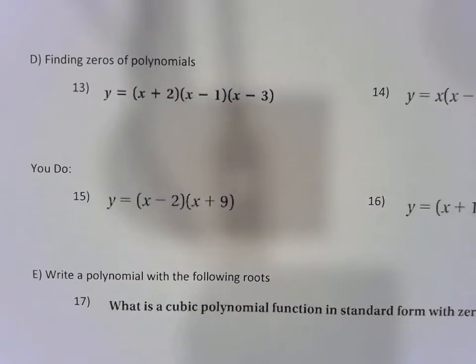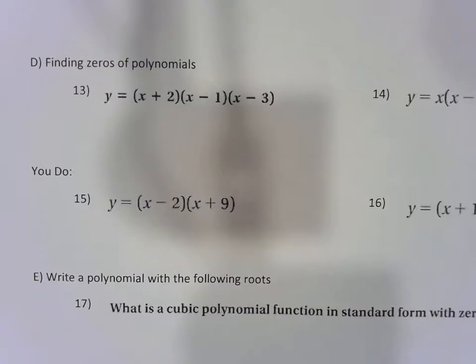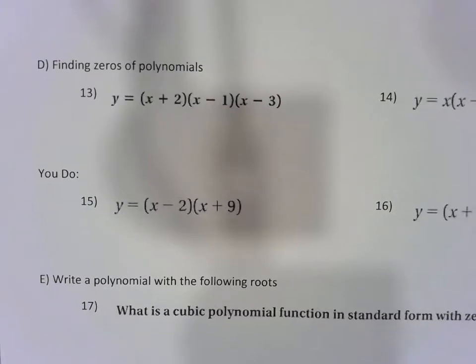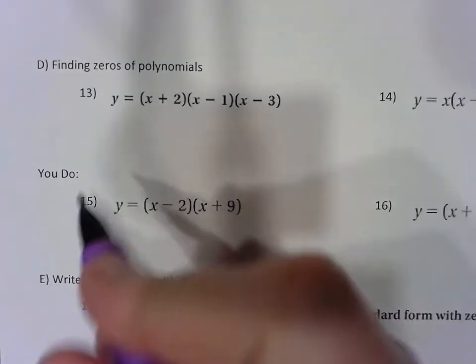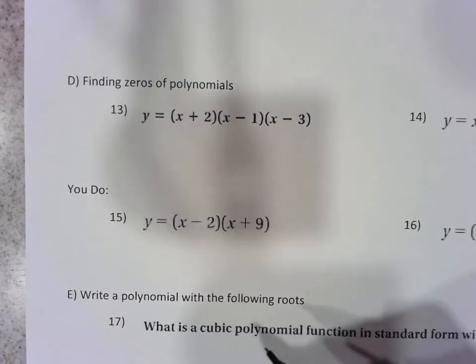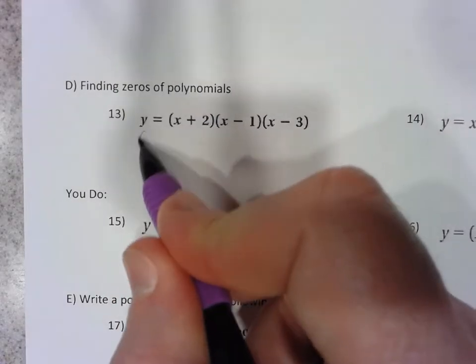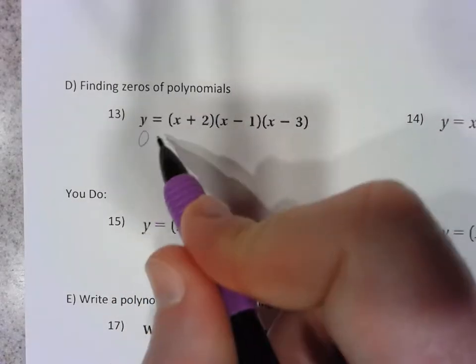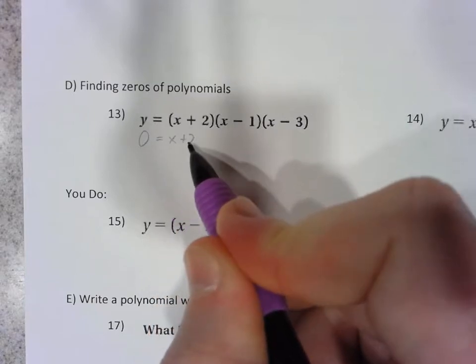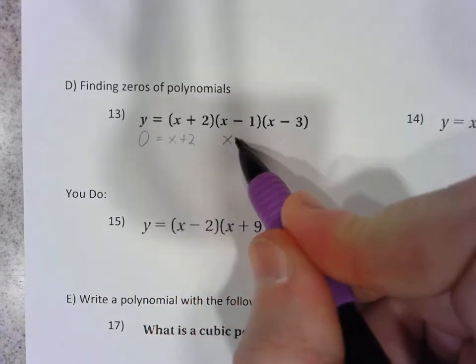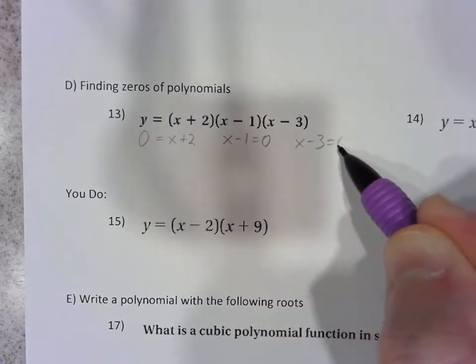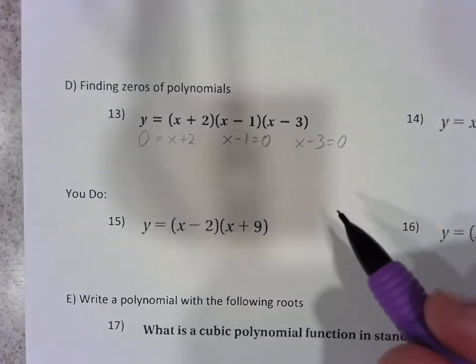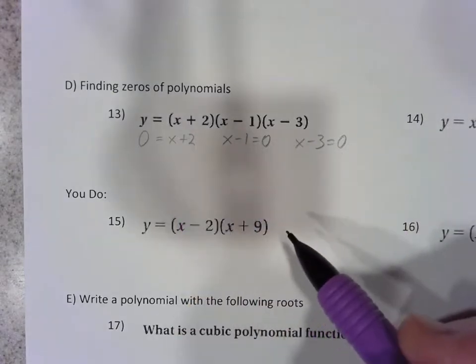Part D, we need to find zeros of polynomials. And so to find zeros, it's what values of x make the equation equal 0 when y would be 0. And so we did this with quadratic equations before, the zero product property. If we need the equation to equal 0, it means either x plus 2 has to equal 0, or x minus 1 has to equal 0, or x minus 3 has to equal 0. And so we have three separate little equations that we need to solve for x.